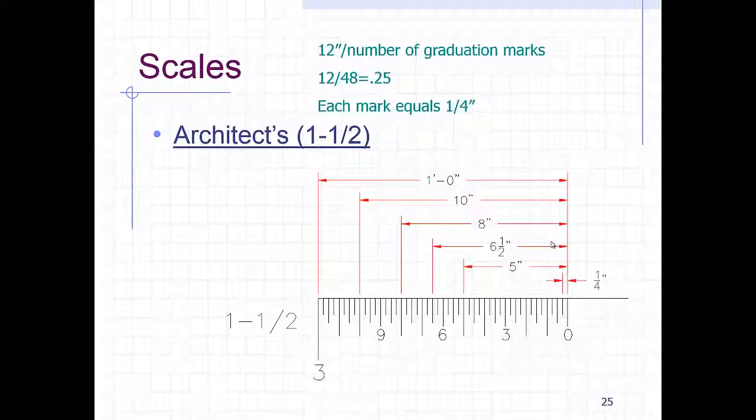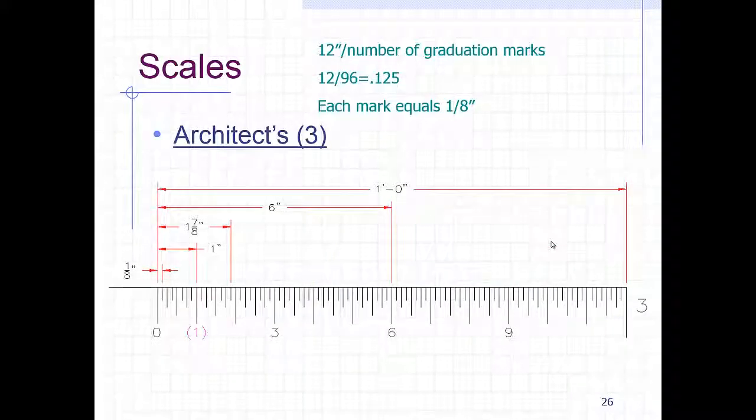Here we have a 1.5 inch equals a foot. So now we can even go all the way down to 1/4 inch marks. We've got so many gradations in there. And then we can even have 3 inches equals a foot. Now we can have so many gradations that they equal 1/8 of an inch. So obviously, the larger the scale, the more detail that we can get down to.